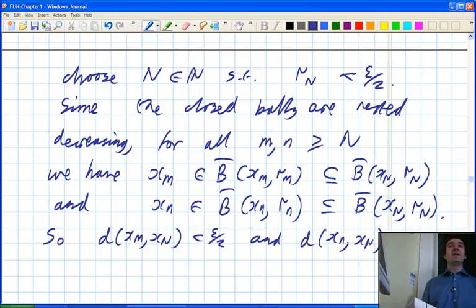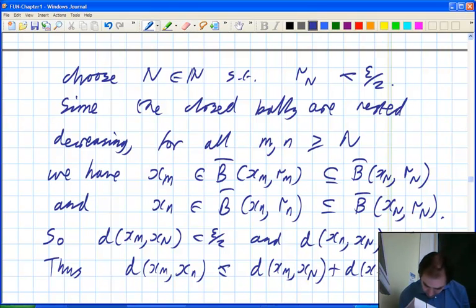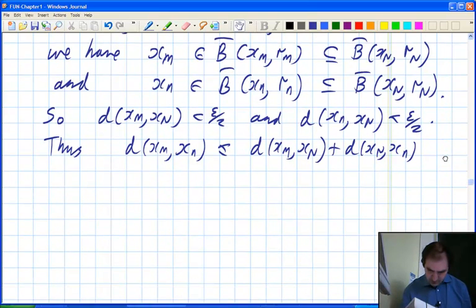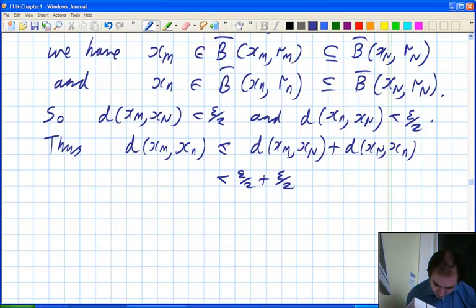Well, they're both within r capital N at that point, and r capital N was less than epsilon over 2. Thus, the distance from xm to xn, which is what we're really interested in, is less than or equal to the distance from xm to x capital N plus the distance from x capital N to x little n. And so that's smaller than epsilon over 2 plus epsilon over 2 equals epsilon. So we proved the sequence is Cauchy.